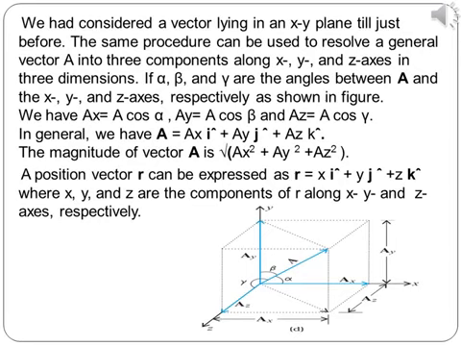Then how can we express the position vector R? The position vector R can be expressed as R is equal to x i cap plus y j cap plus z k cap, where x, y, and z are the components of the position vector R along x, y, and z axes respectively.